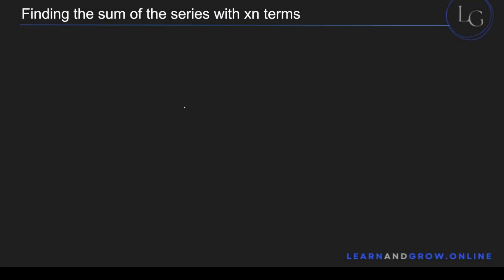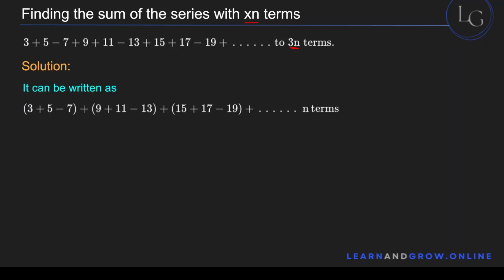So let's find the sum of the series with 3n terms. The 3 can be any constant. For example, you have this question. These are the terms of the series, and we have to find the sum, and they go to 3n terms. How will you deal with this? Well, you make groups of 3, and then you make a series with these groups of 3, and they go to n terms because there are 3n terms. If they asked for 2n terms, you would have made groups of 2, and those would go to n terms. Now they ask for 3n terms, so you make groups of 3, and they go to n terms.